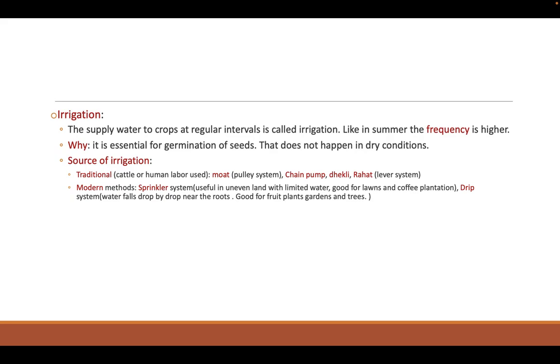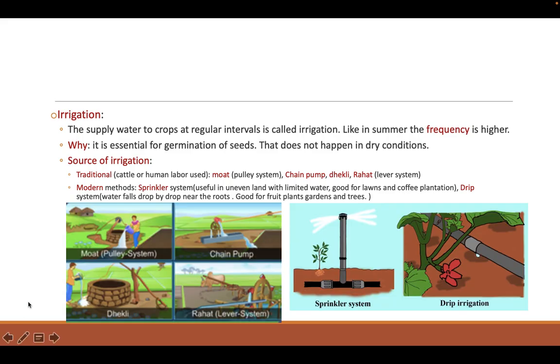So now that we know why irrigation is needed, how do we provide that irrigation? There are traditional methods, where cattle or human labor is used. One is called the moat system, which is a pulley system, and there are other techniques too: chain pump, dhekli, and rahat. In a moat system, there is directly a well, and water is removed and then passed on to a small channel or a canal. That's one traditional way of providing irrigation to the crop fields.